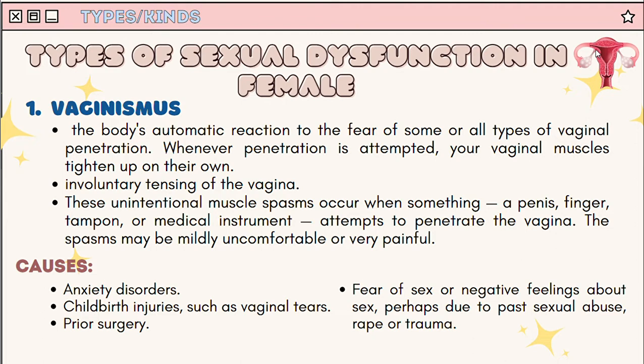These unintentional muscle spasms occur when something, for example, a penis, a finger, tampon, or medical instrument attempts to penetrate the vagina. The spasms may be mildly uncomfortable or very painful. Sa vaginismus, the pain, you have no control over it. Occasionally kasi, you can get vaginismus even if you have previously enjoyed painless penetrative sex.